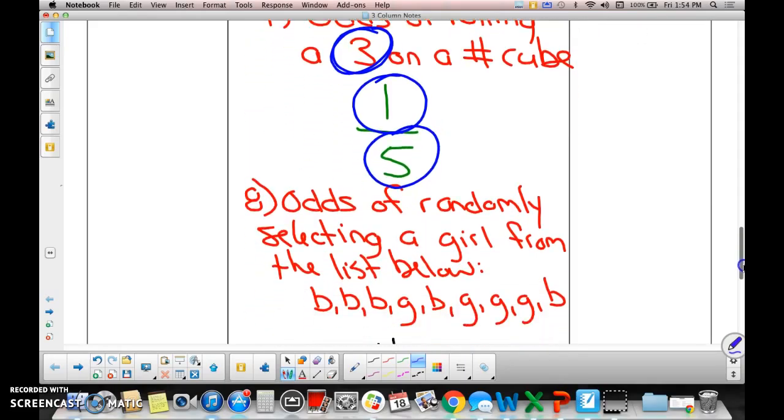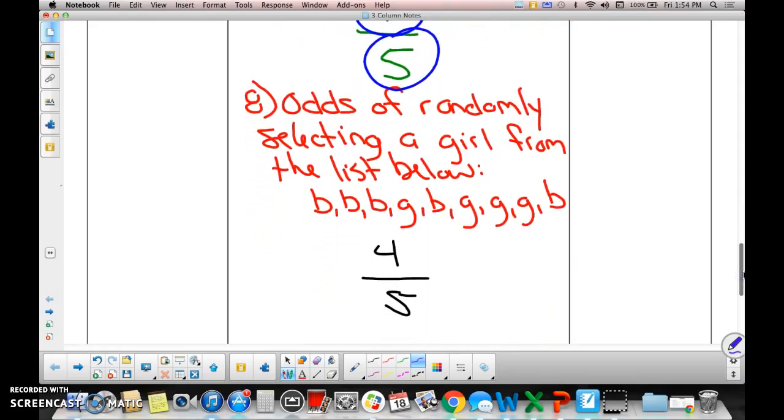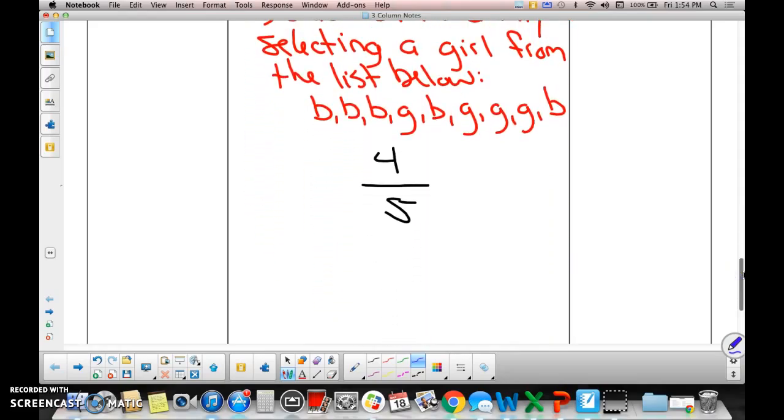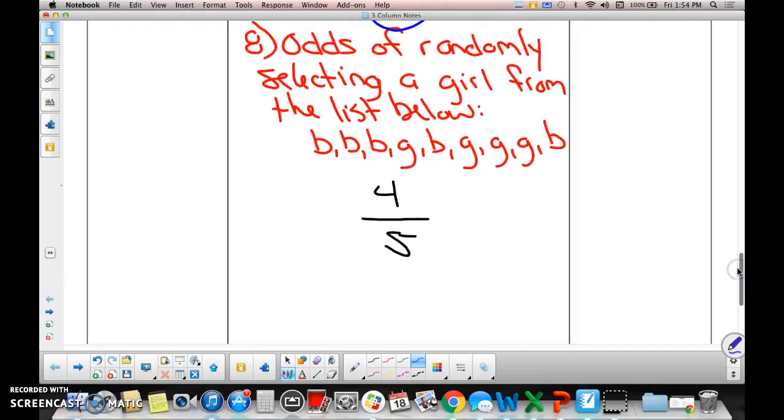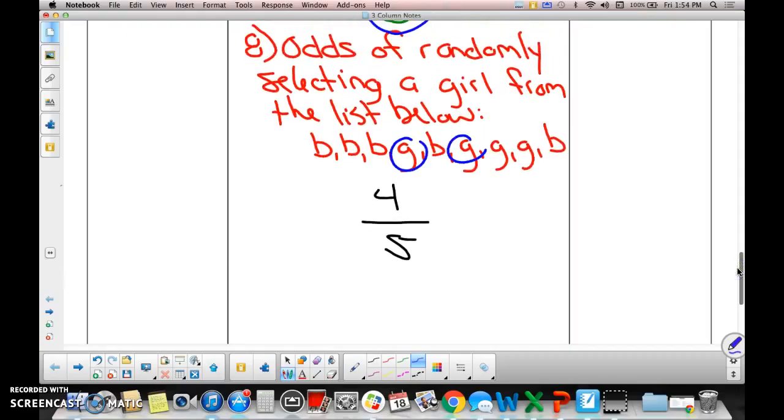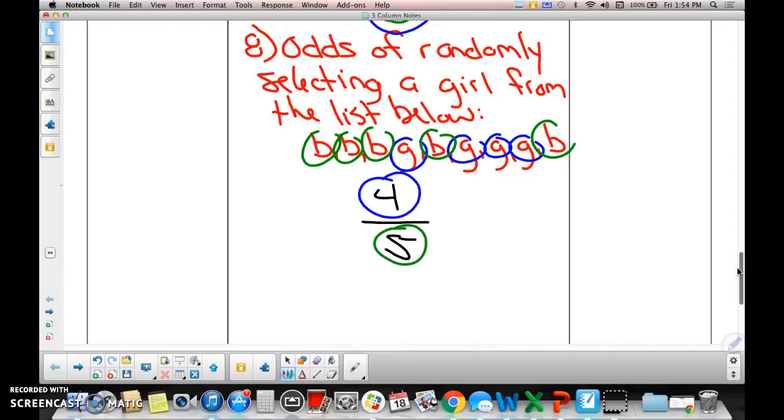And then here we have a list of boys and girls represented by B's and G's, and I asked what would be the odds of selecting a girl. There are 1, 2, 3, 4 favorables, and there are 1, 2, 3, 4, 5 unfavorables. So 4 over 5. You could also write this as what, you guys? 4 to 5, or 4:5, right?